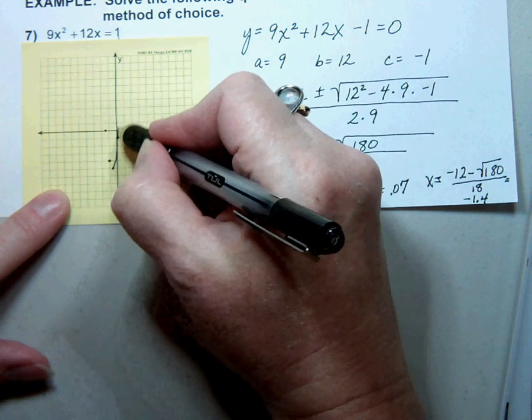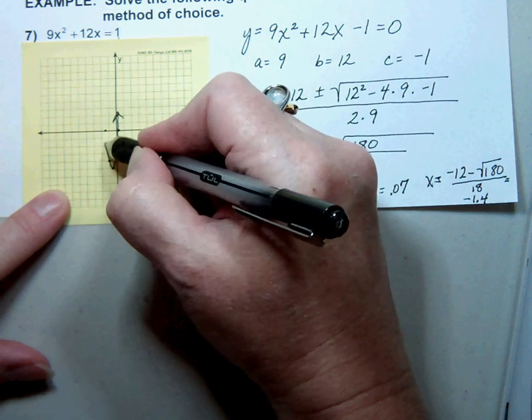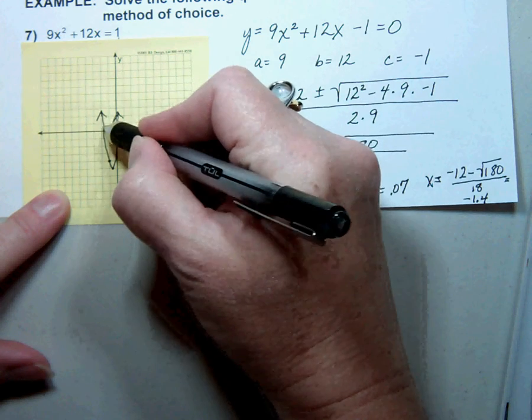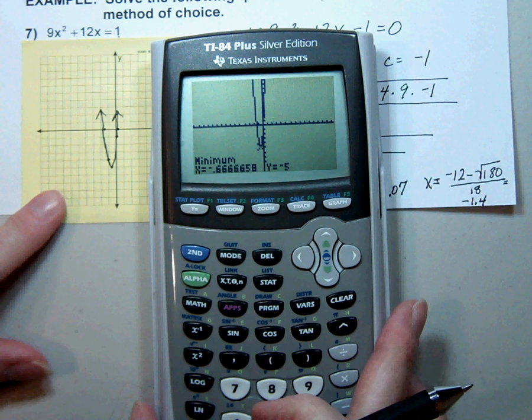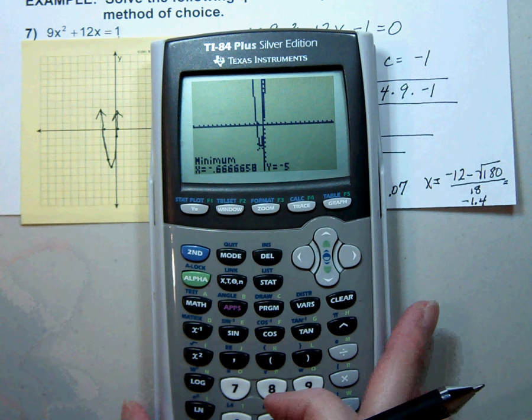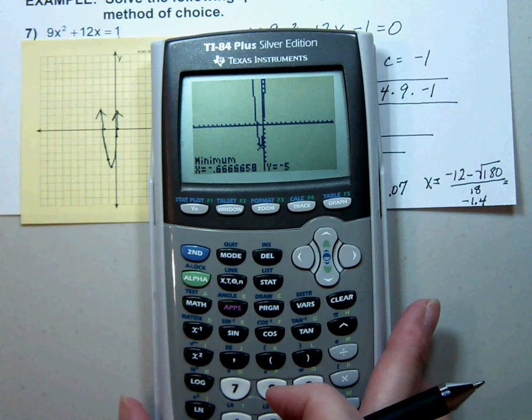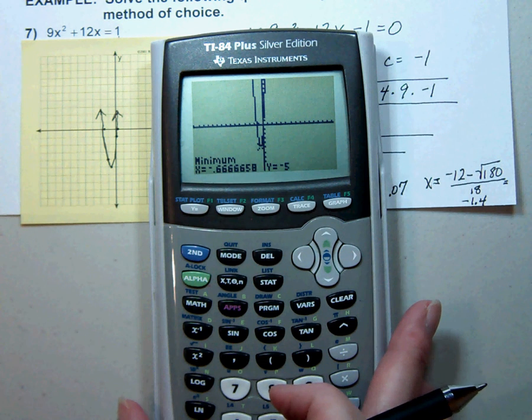So if you were sketching your skinny little parabola here, oops, oh well, not great, but it's okay. That would be the graph of that quadratic. Okay, try these on your own.